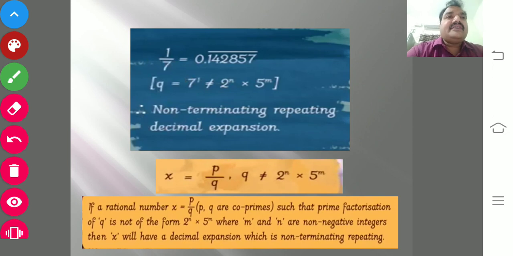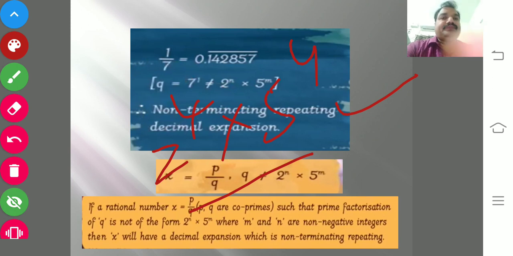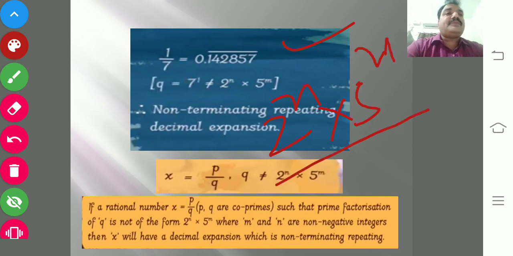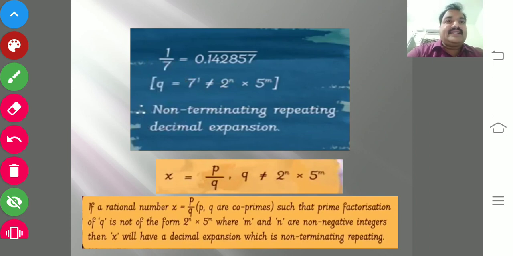Here is the example for the non-terminating decimal. Go with 1 by 7. If you do the long division method, you will get 0.142857 and again it will repeat. Here, if you observe q, it is not in the form of 2 power n and 5 power m. Some other prime number appears in the denominator, so you can simply guess that it's a non-terminating repeating decimal.